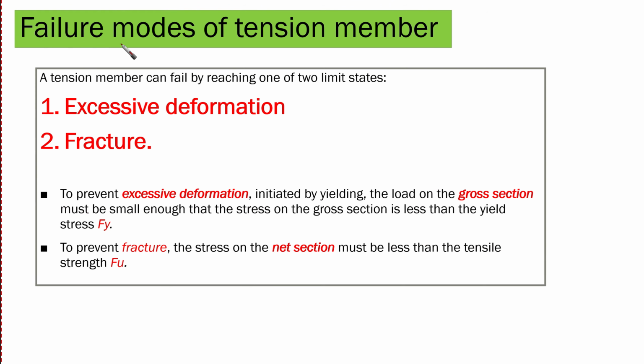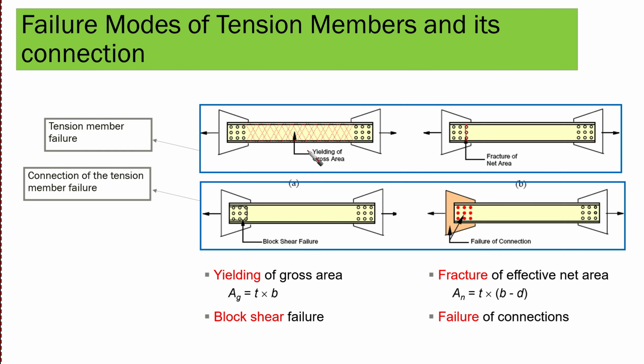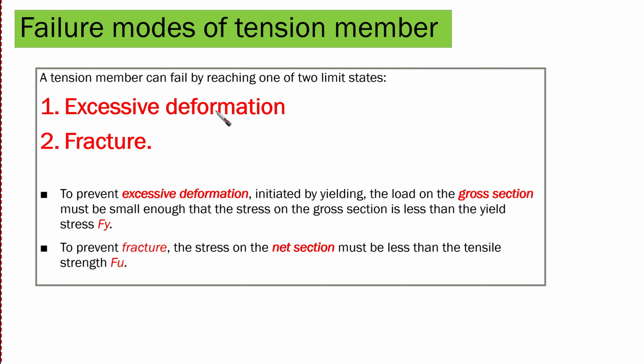Okay, now let's go to the failure mode of the tension member itself. So we are going to talk about the member itself, the first level of failure that we are expecting. In this case, we have a tension member. We can say a tension member can fail by reaching one of two limit states. So we have two limit states here. The first limit state, we call excessive deformation.